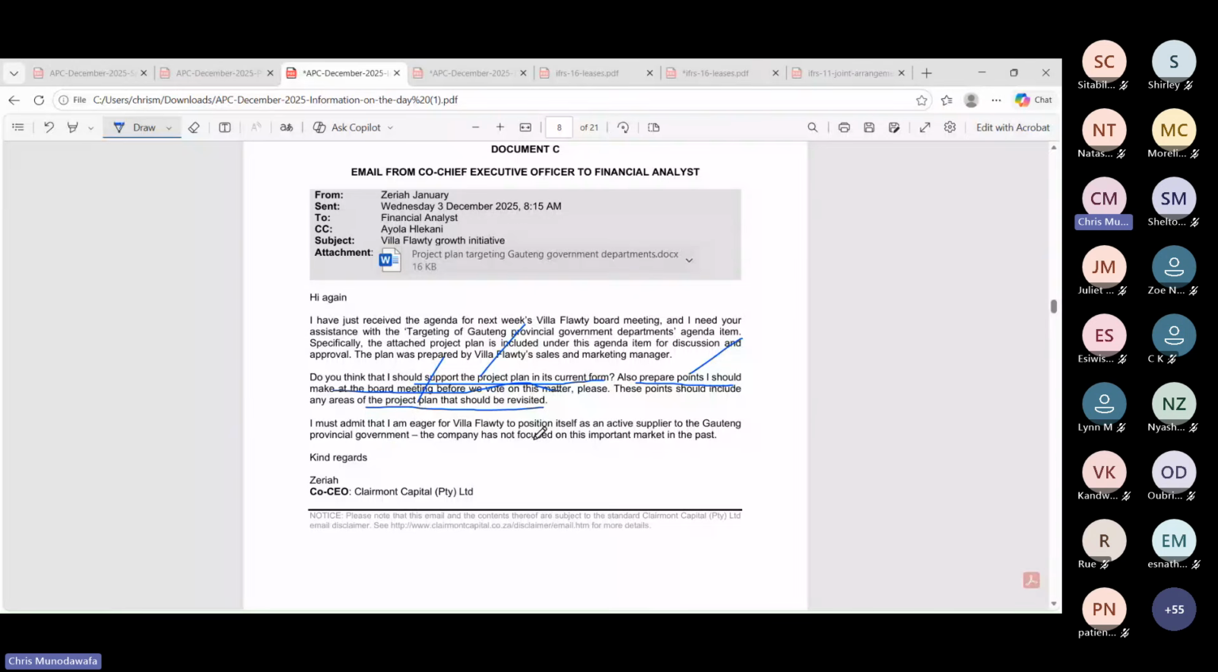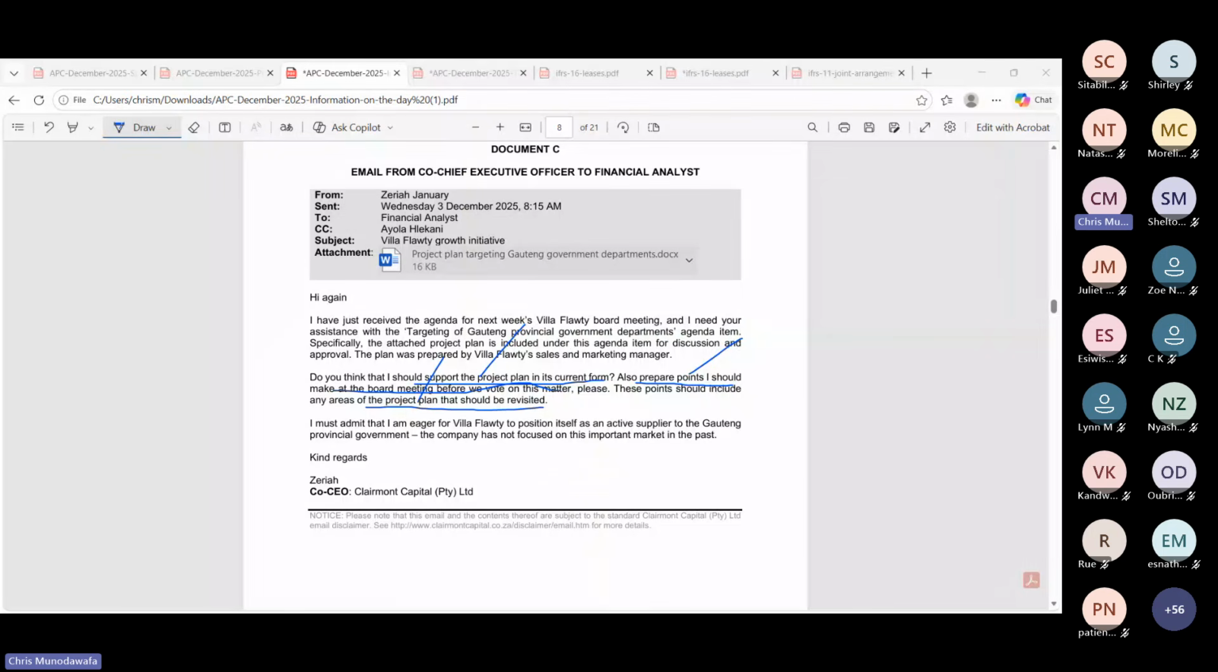Team, the thing that helps you with coverage is to identify all the asks. So the first ask is to state whether to support the current project plan. That's number 1. Number 2, identify board points before the vote. Number 3, identify areas requiring revision. Number 4, team, if I go through the document, ethics is not directly triggered, it's indirectly triggered.